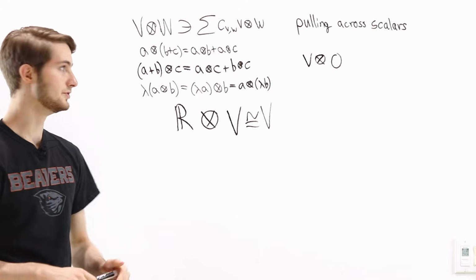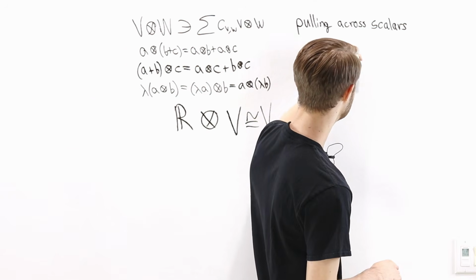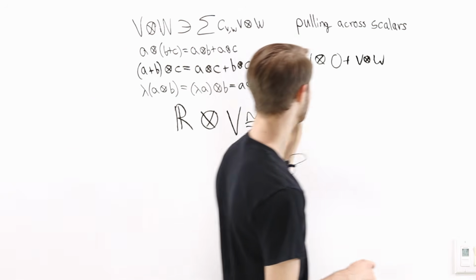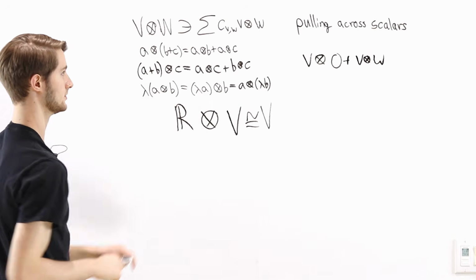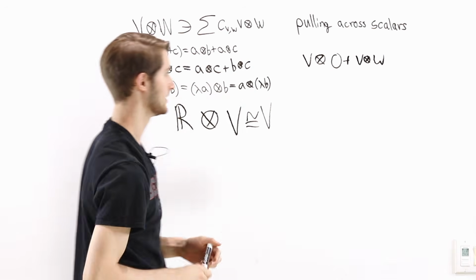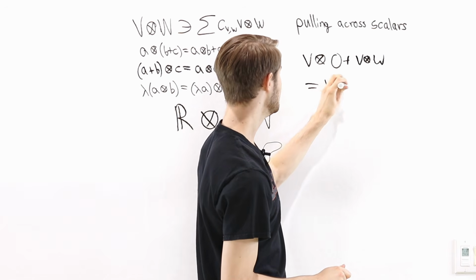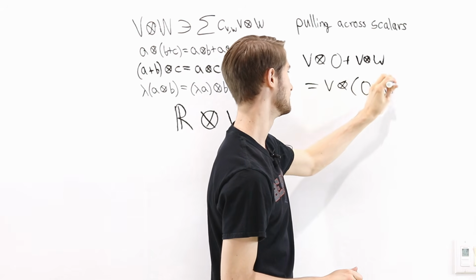So the first thing I'm going to do is ask what happens if we take v tensor 0 and add v tensor w. Well, if we do that, remember, again, this first rule. If we have the same thing on the left side of the tensor, we add the things on the right. So this is equal to v tensor the sum of these two things, 0 plus w.